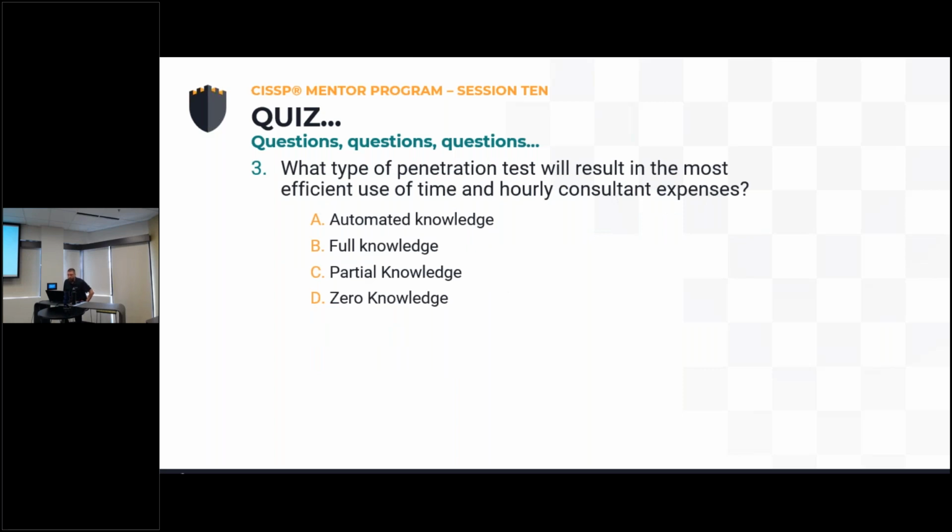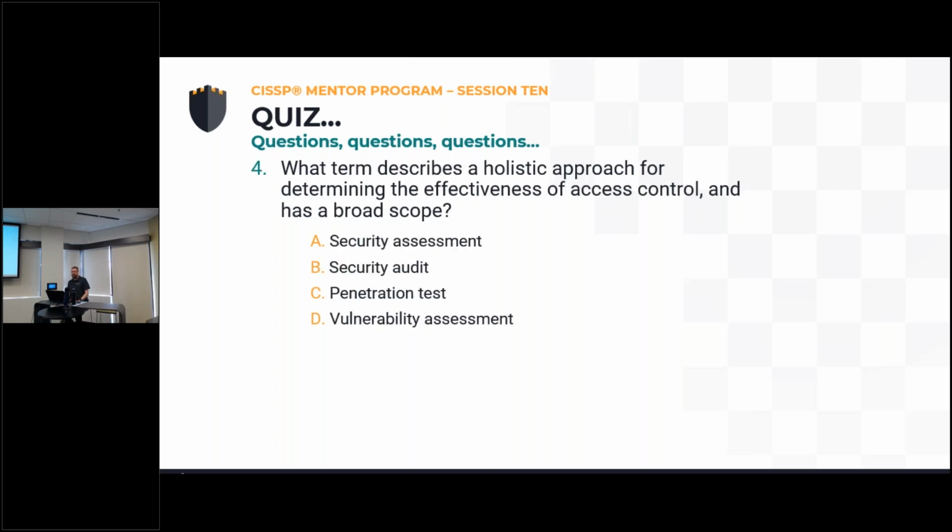What type of pen test will result in the most efficient use of time and hourly consultant expense? Automated knowledge, full knowledge, partial knowledge, or zero knowledge? Full knowledge, right? They're giving you everything they want you to test. Do these things, test this. Here's what you need to test. Partial knowledge, I'll tell you some things. Zero knowledge, that takes a lot of time because you have to go out and do the reconnaissance and understand what you're trying to test. So, yeah, full knowledge.